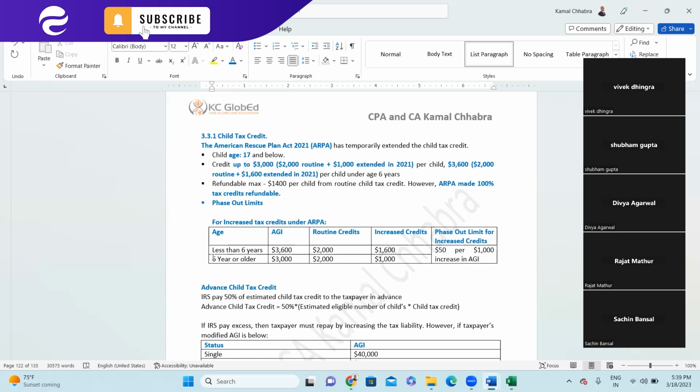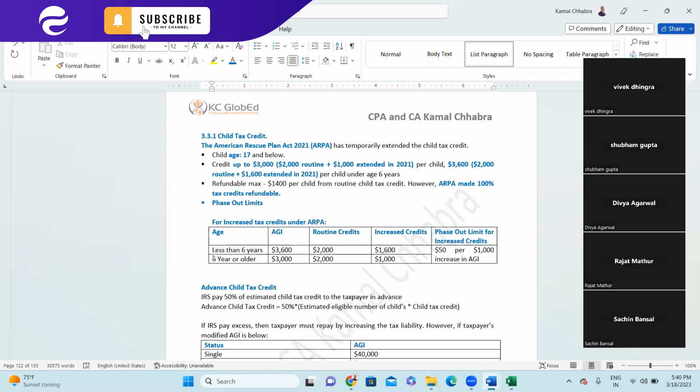If the question is talking about 2020, will we take 2,000 or 3,000? No, 2021 is coming in your exam. Till 30th June, 2021 details will come into your exam, and from July onward it will change to 2022.